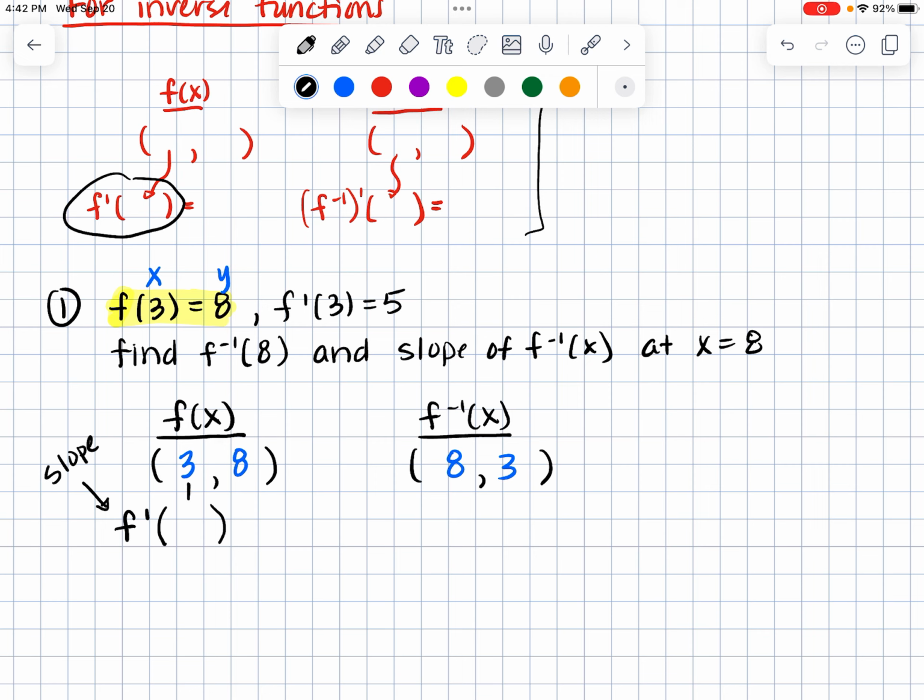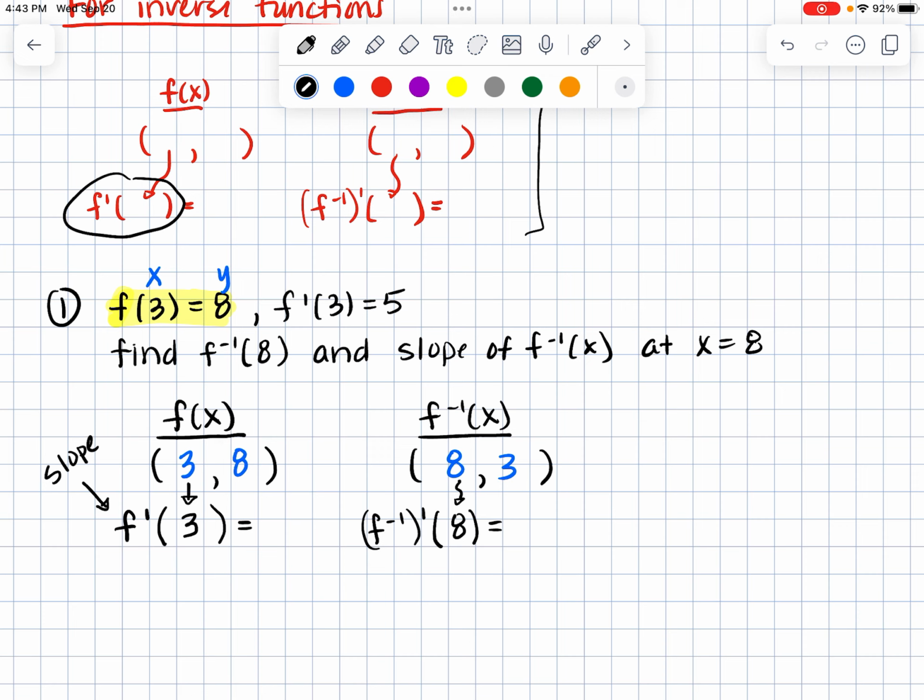Whatever this x value is, I'm going to go ahead and stick it in there. F prime of 3 equals, okay? And then for this one, I'm going to write f inverse prime of. Okay, so that's the derivative of f inverse. And again, I'm going to stick in whatever this number is and write of 8 equals.